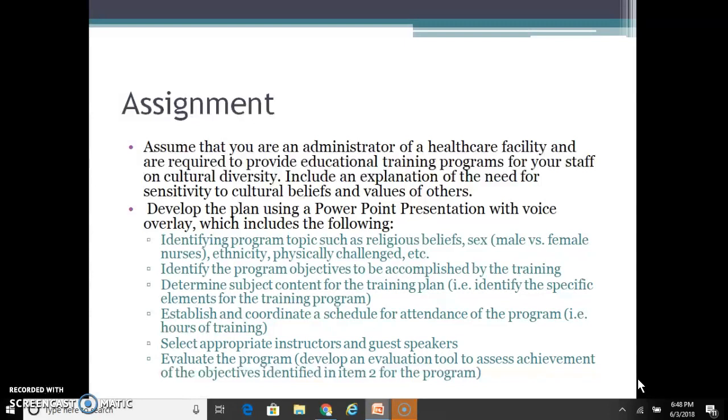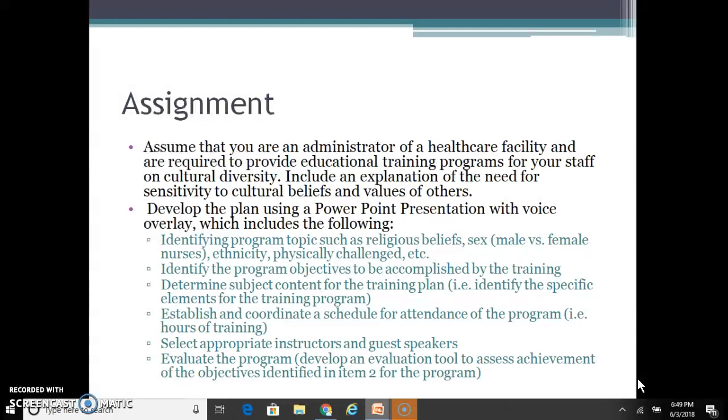The assignment is to assume that you're an administrator of a healthcare facility and are required to provide educational training programs for your staff on cultural diversity. I want you to include an explanation of the need for sensitivity to cultural beliefs and values of others. Then you're going to develop this plan by using a PowerPoint presentation with voice overlay. You can find instructions to do this right on our Canvas homepage of our course.